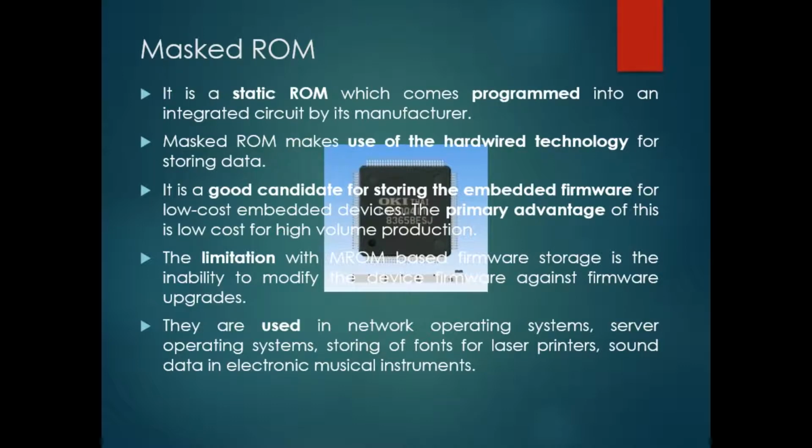It is a good candidate for storing the embedded firmware for low cost embedded devices. In the initial days, the main advantage of masked ROM was low cost memory for high volume production. If you are producing more and more masked ROM, then you can have a lot of storage memory at low cost. So if you go for mass production, like 1000, 10,000, lakhs of memory chips, then manufacturing masked ROM is cheaper.